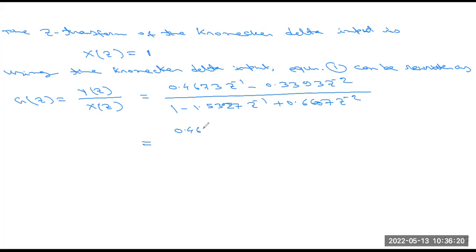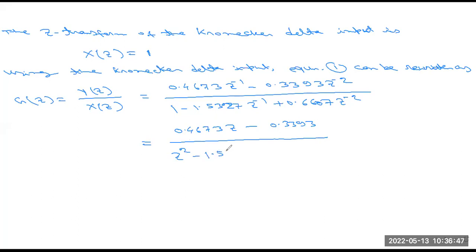that is 0.4673 Z minus 0.3393. Sorry, this is not Z, because we have to multiply Z inverse 2 into the numerator part and the denominator part also. So that's why the equation also changes in this pattern.